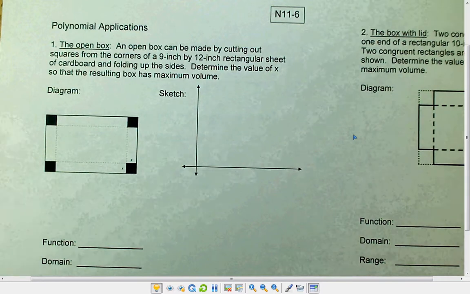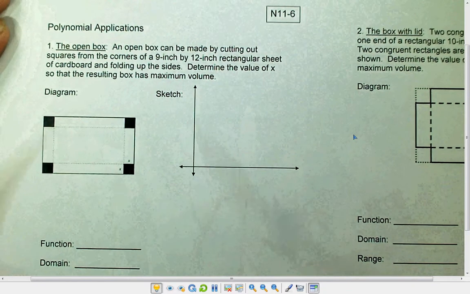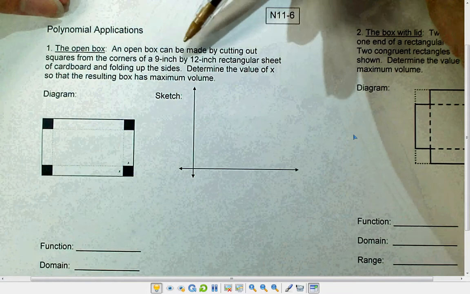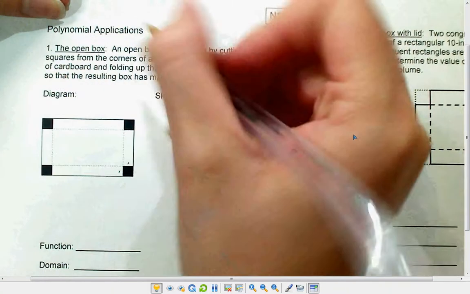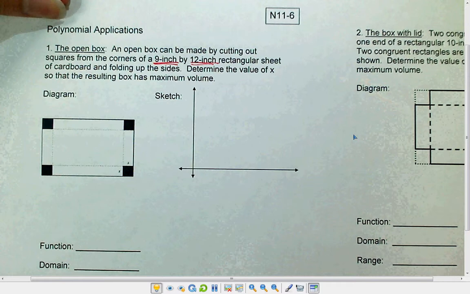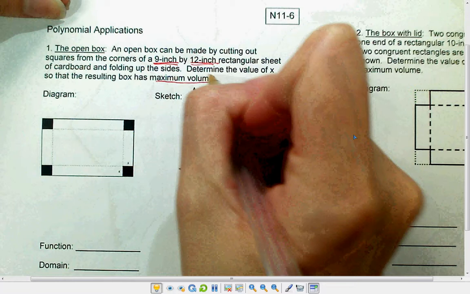to be applying what we've learned this unit to solve some real-world problems. Number one, the open box. An open box can be made by cutting out squares from the corners of a 9-inch by 12-inch rectangular sheet of cardboard and folding up the sides. Determine the value of x so that the resulting box has maximum volume.